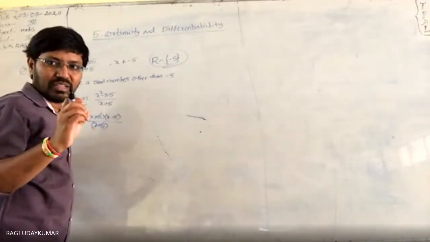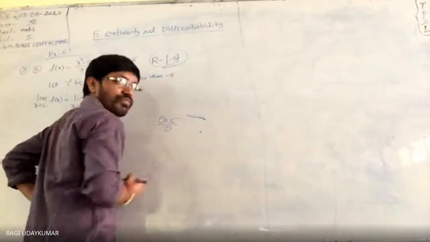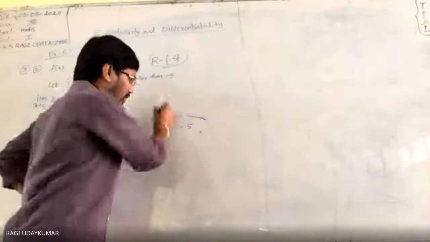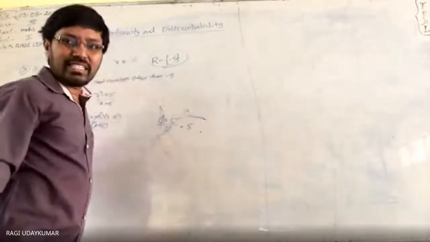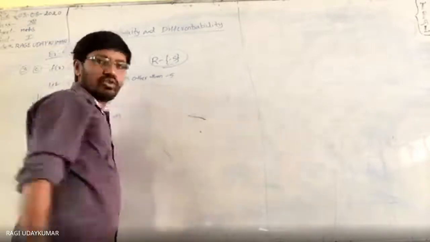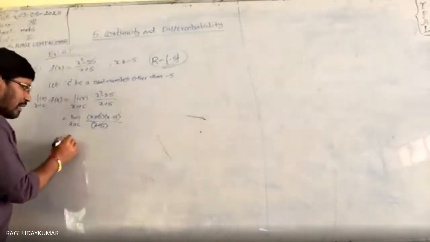Do remember that. Suppose I have 0 into 5 by 0. What is this value? If you cancel the 0 and 0 and get 5, that is completely wrong, because division by 0 is not defined. Most of the students get confused at this point, so that's why I am particularly mentioning it.